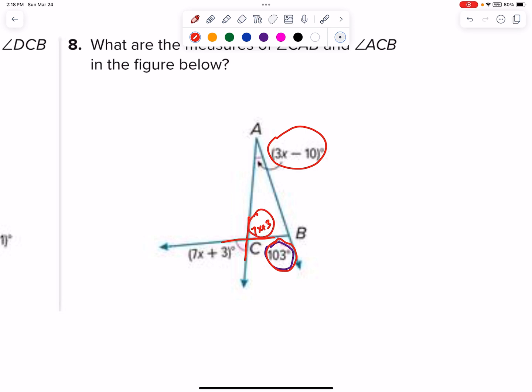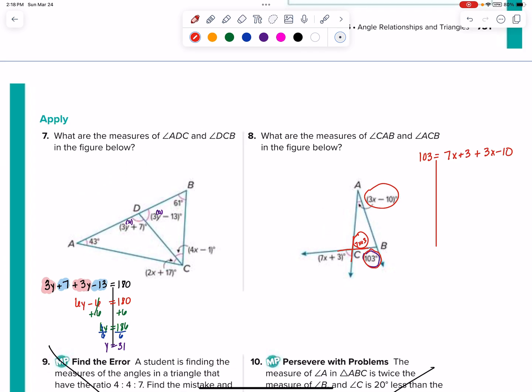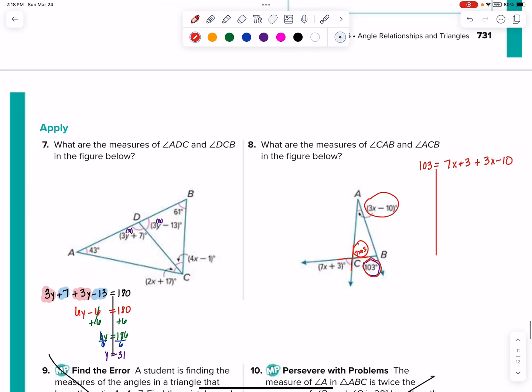Okay, so let's go ahead and set up your equation. 103 equals 7x plus 3 plus 3x minus 10. So do your combining of like terms, figure out x, and tell us the measure of those angles. All right, good luck. Lots of puzzling and thinking here.